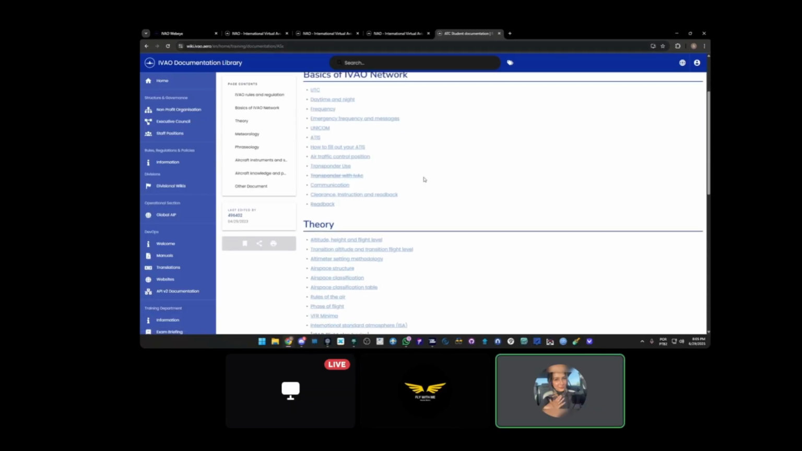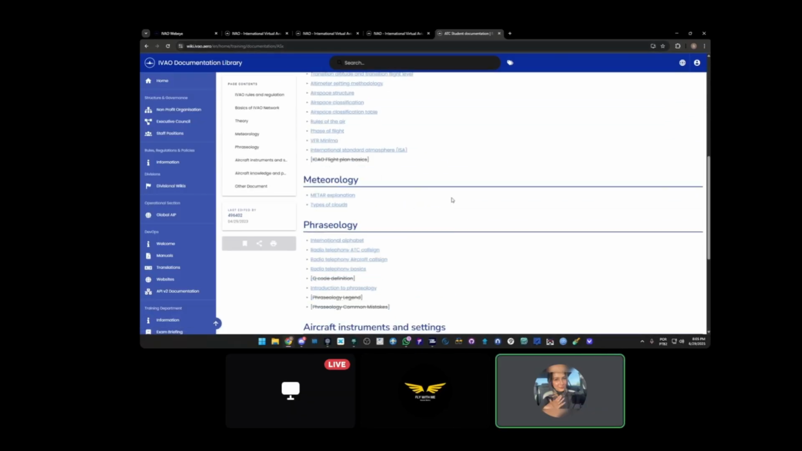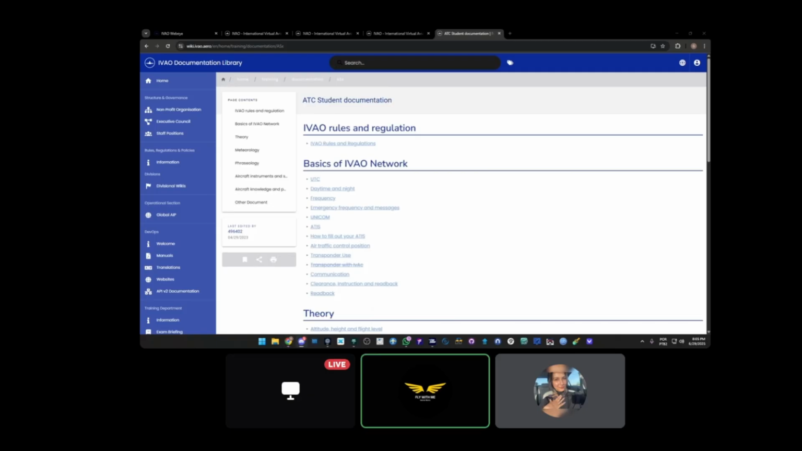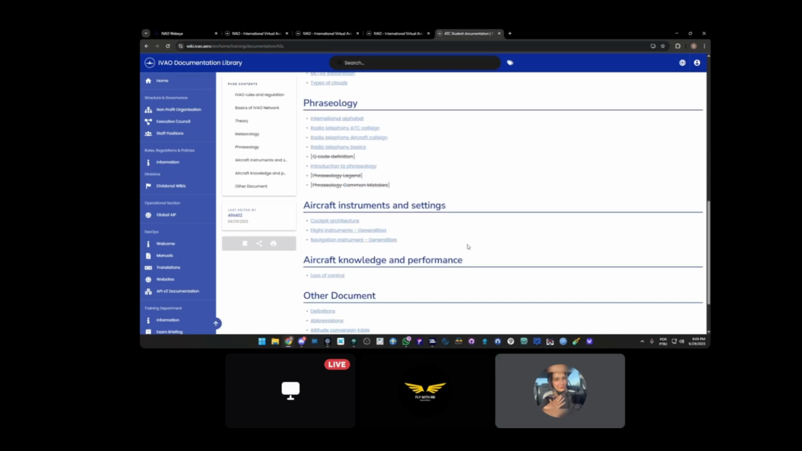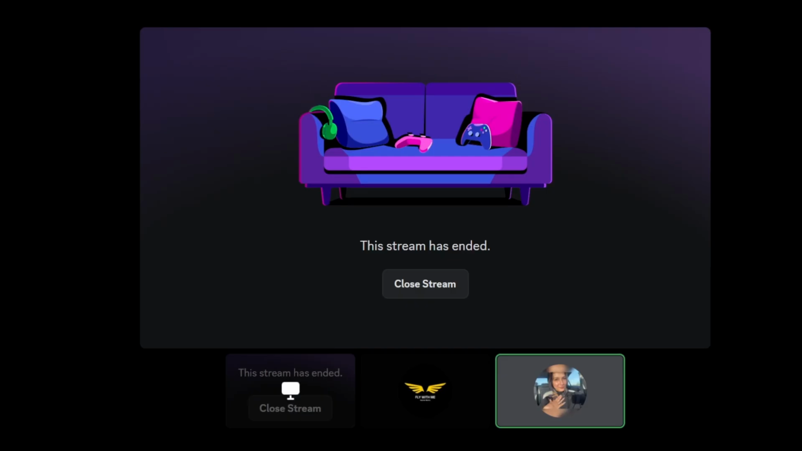The ICAO is for what country or what region? ICAO is mostly the rest of the globe, like Europe, South America. All right. Thank you so much for this information. I didn't know this one.